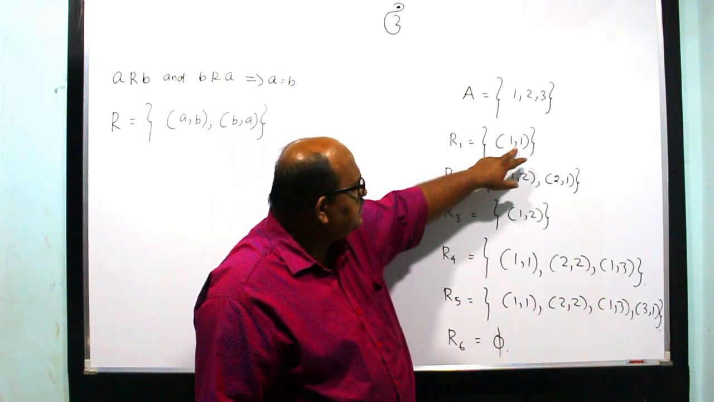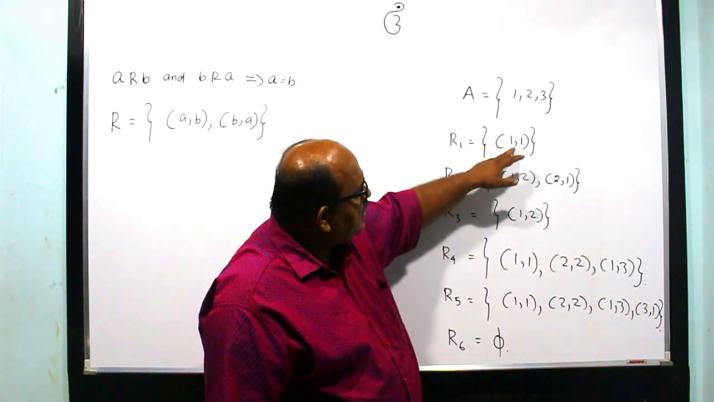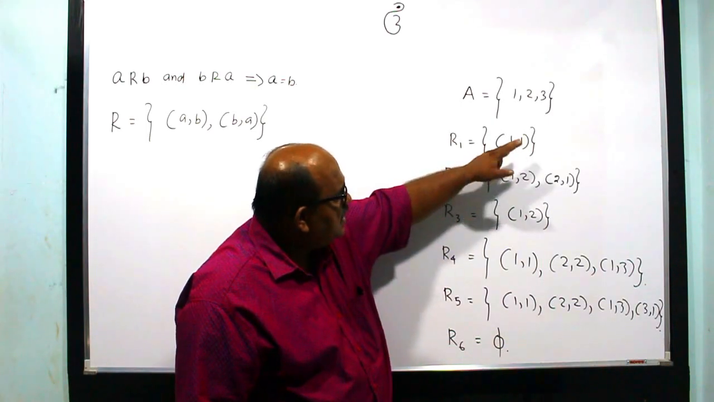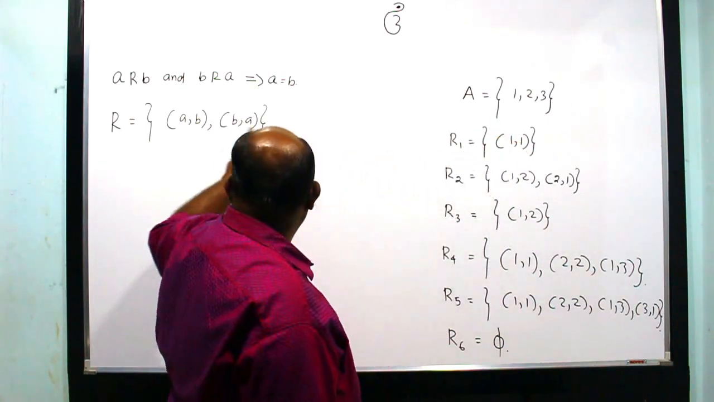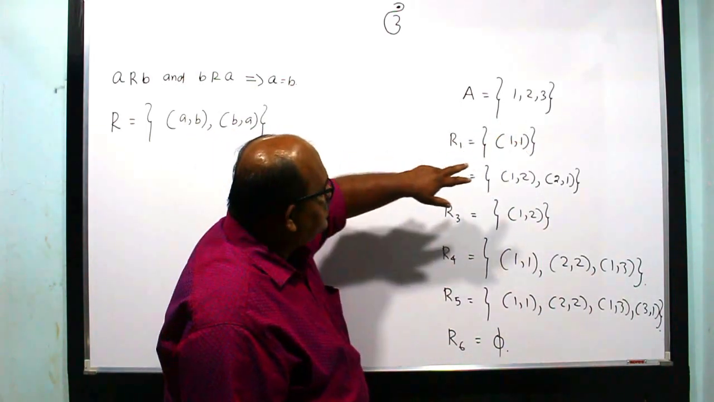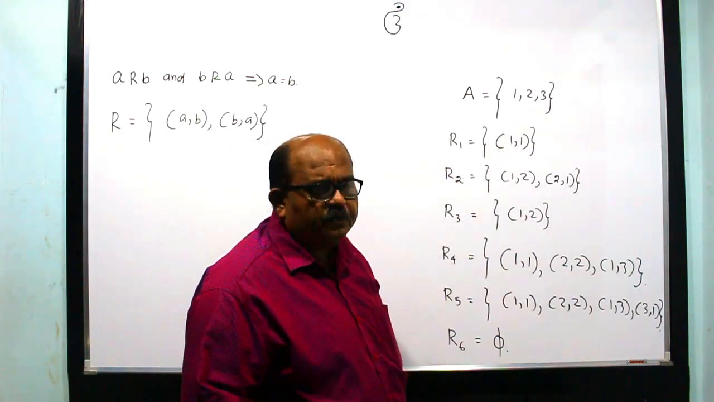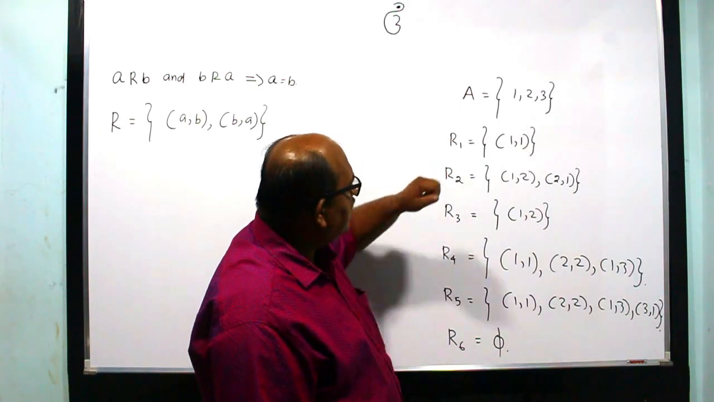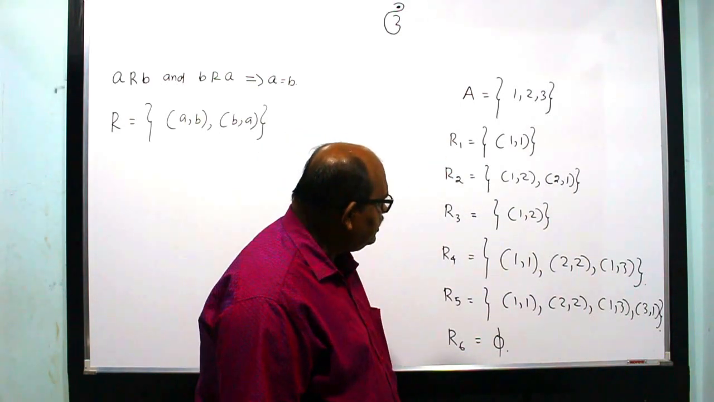Now (1, 1) means I can write again (1, 1). So this (1, 1) is AB, the other (1, 1) will be BA, and clearly A is equal to B. So what do you feel? Will R1 be antisymmetric or not? Yes, very good. R1 will be antisymmetric.